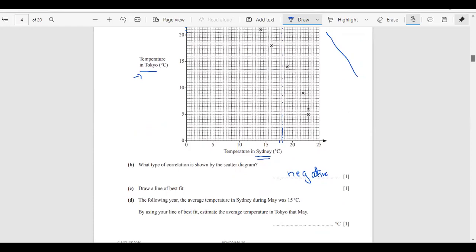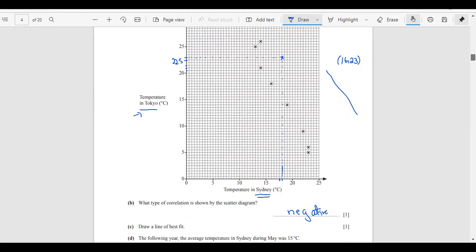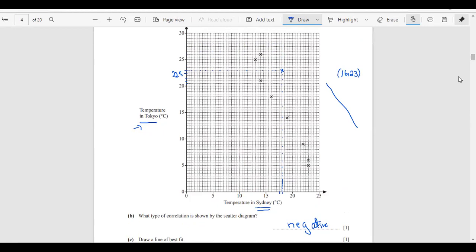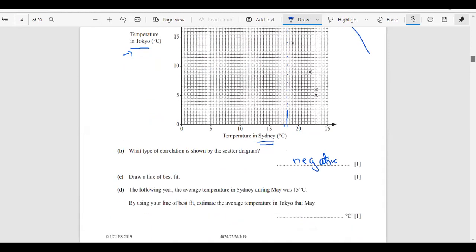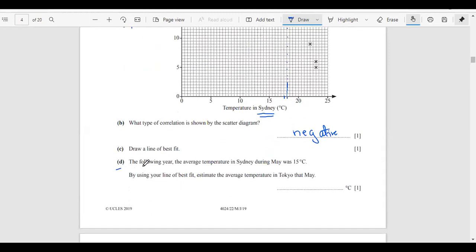Okay. And then we need to draw the line of best fit. We can do that once we have all the points. We'll make sure that we have an equal number of points on both the left and the right side, and the line is a balanced line, right? It would be a bit difficult for me to draw the line here. Okay, and then for the last part, it says the following year, the average temperature in Sydney during May was 15 degrees. By using your line of best fit, estimate the average temperature in Tokyo that May.